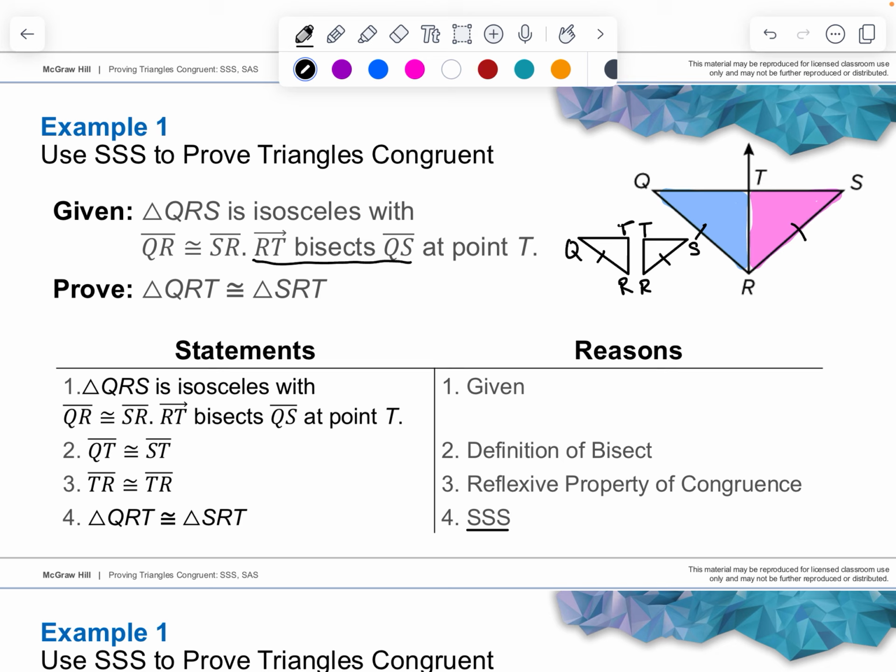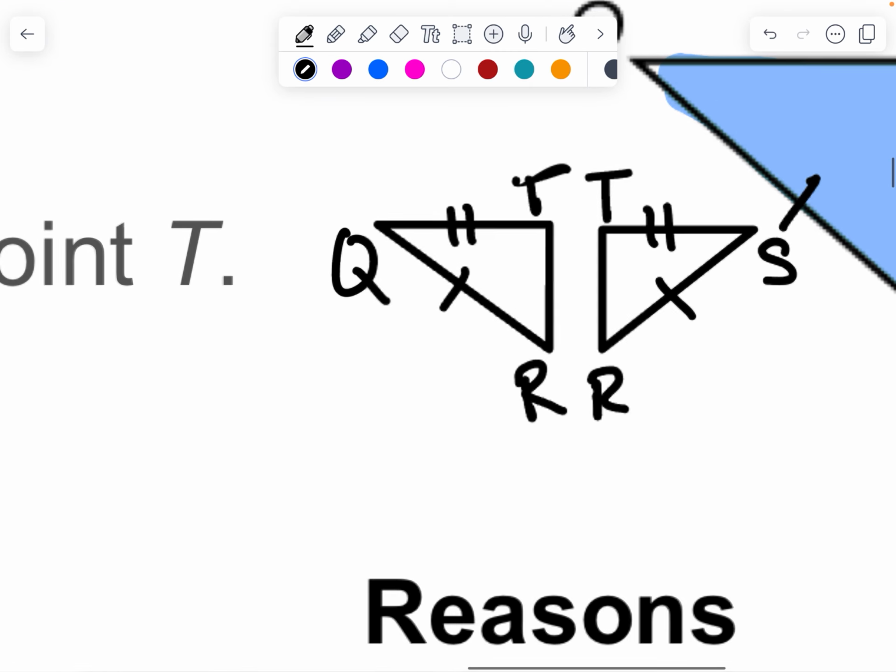And then they tell us RT bisects QS. Well, when we bisect, it means cut in half, which means this is going to be equal to this. Yeah, that's super helpful too. All right. So a side proof means all of the sides need to be equal. So we just need to talk about these sides, right? Are they the same? Well, they're both the side RT. So yeah, they're the same side because they are the same thing.